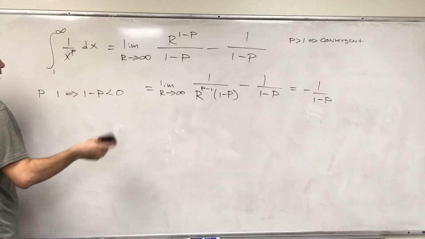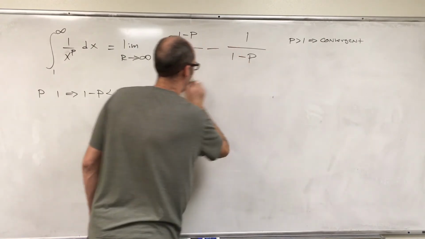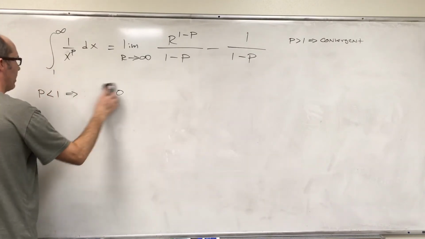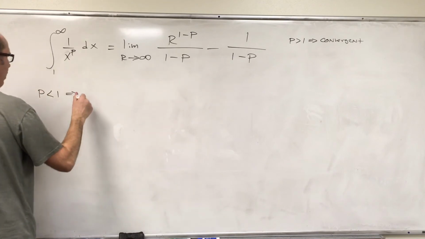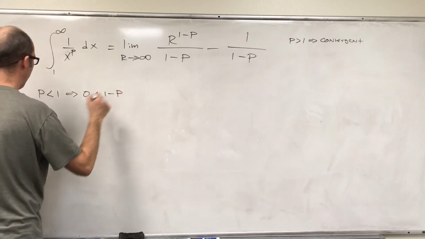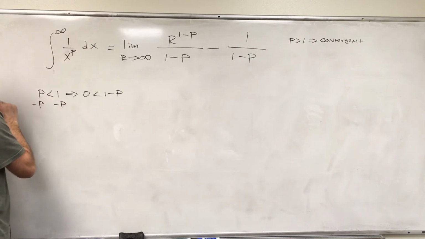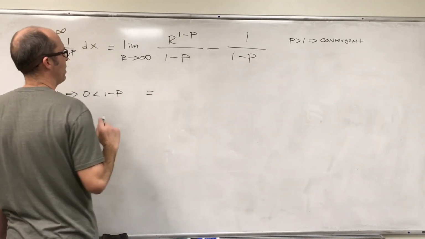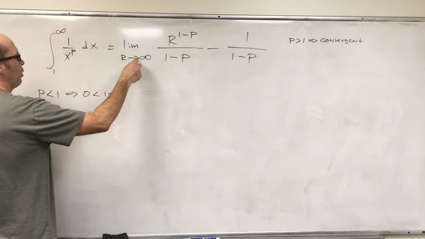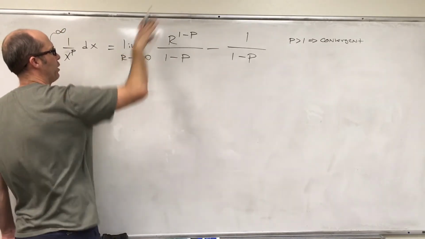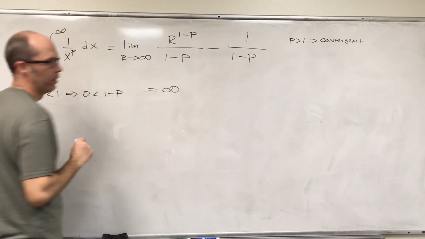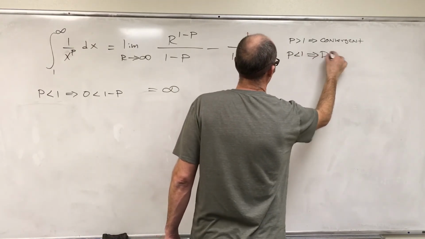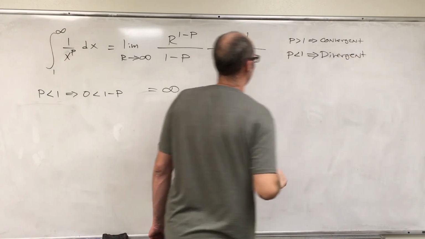All right, now let's look at the case where p is less than 1. If p is less than 1, then 1 minus p is positive. Let's see, subtract p, subtract p. Okay, then 1 minus p is positive. So r stays in the same place. So r in the top, as r approaches infinity, that just goes to infinity. So we get infinity, divergent. So p less than 1 is divergent.